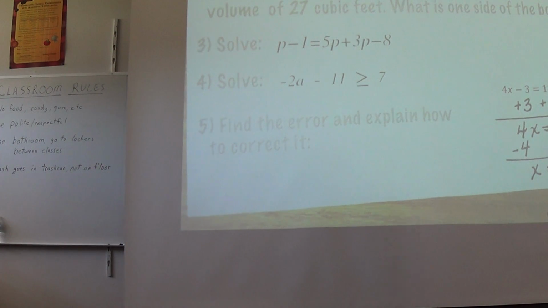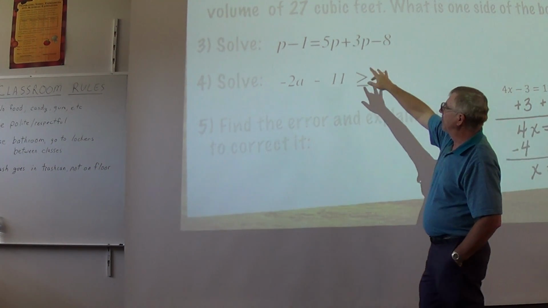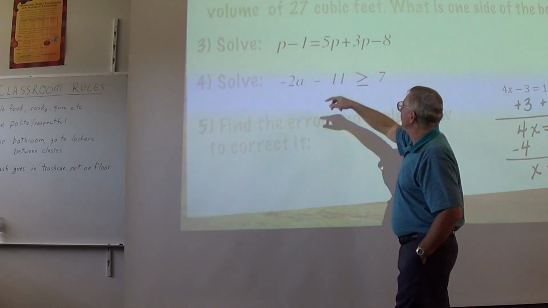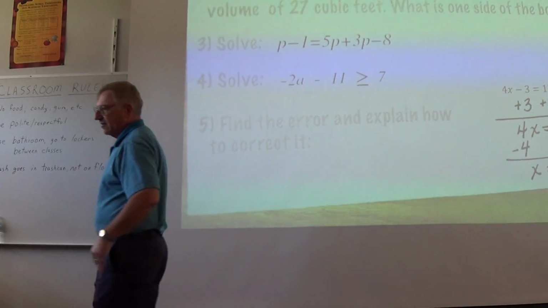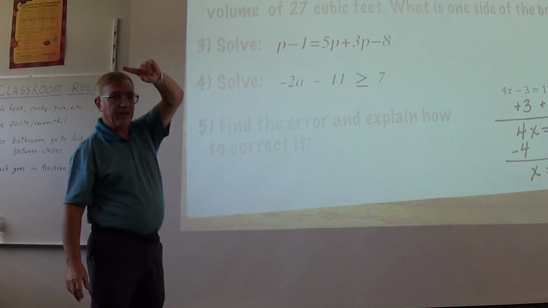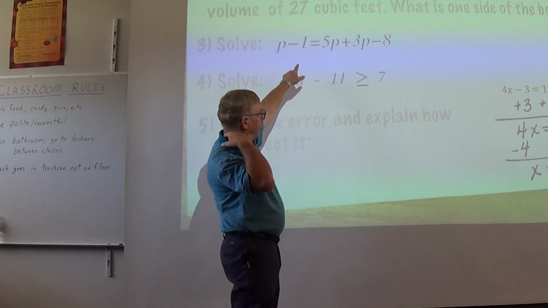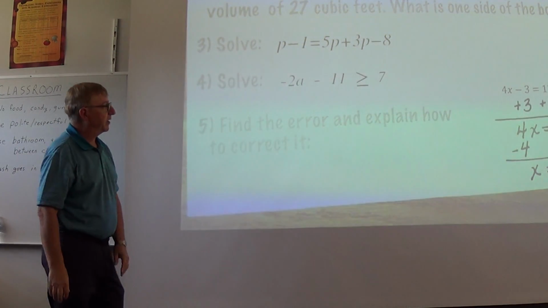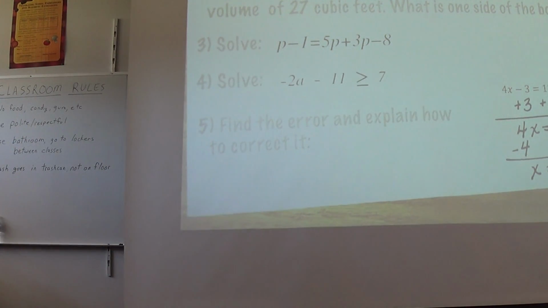Okay, so let's work that out. We combine these. We've got 8P minus 8. P minus 1 equals 8P minus 8. Okay, you're going to combine by putting them on opposite sides of the equal sign, and you're absolutely right. You come up with P equals 1. Number 4.